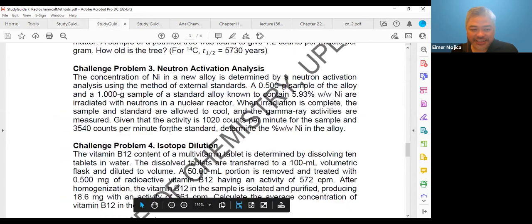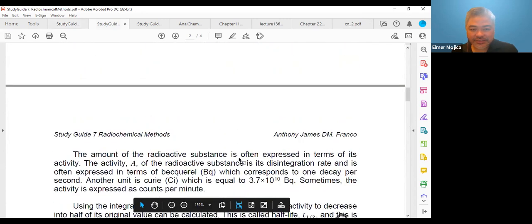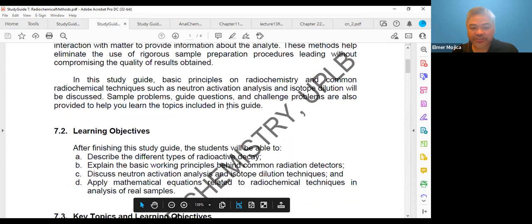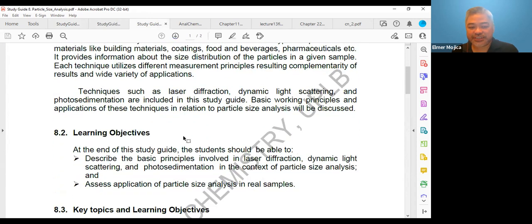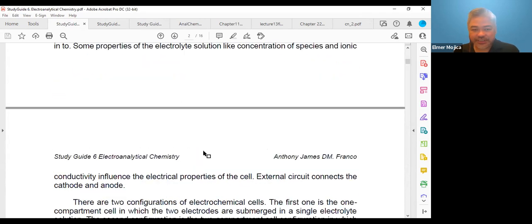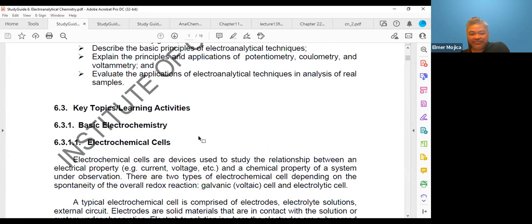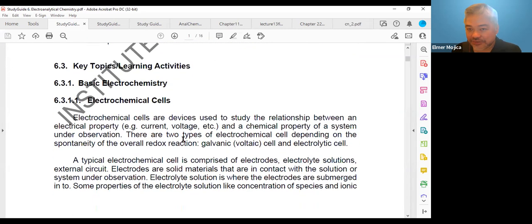Kasi if you look at the other study guide like this one, so you have isotope dilution, so this is the one after this. Okay? Because I usually just look at the objectives, the learning objectives. Yun lang yung talagang tinitingnan ko. But if you're going to look at the learning objectives here, ito lang, oh, basic principle of electroanalytical techniques. Tapos explain principles of potentiometry, colorimetry, and voltammetry, and apply in real thing. Then I realized, I said, why is it asked to review this thing? That's why I have to prepare the materials.